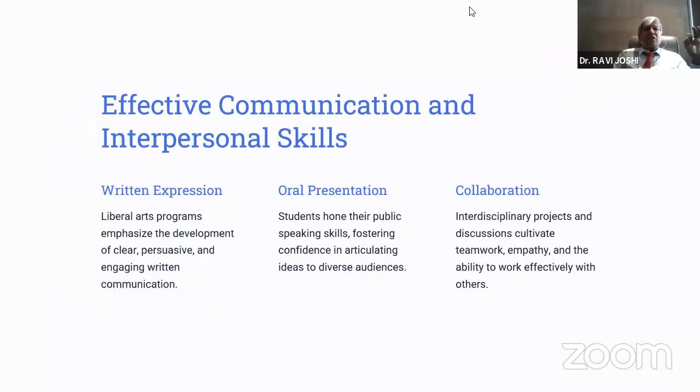Effective communication and interpersonal skills. Again and again, I'm not going to say how they are being neglected. But liberal arts programs emphasize the development of clear, persuasive, and engaging written communication. Keep in mind, that's why written expression is equally important. It may be a student of psychology, sociology or economics, any for that matter. Effective written communication has to be there. So how we can develop that skill of written communication is important for our students. Even students hone their public speaking skills, fostering confidence in articulating ideas to diverse audiences.